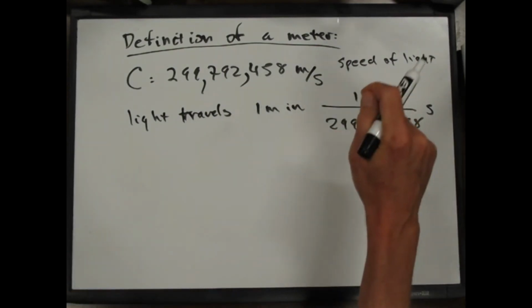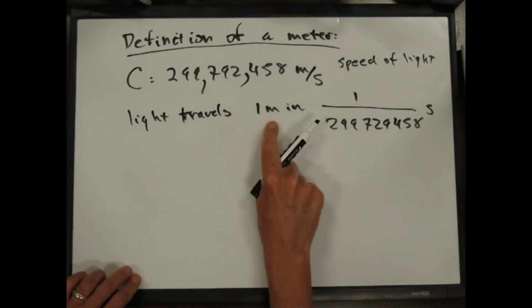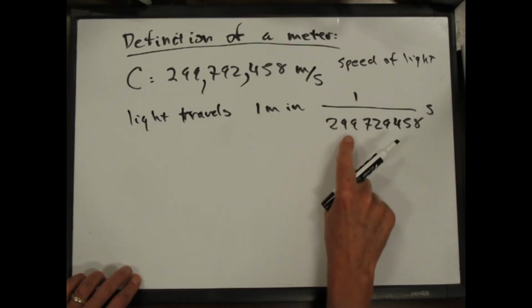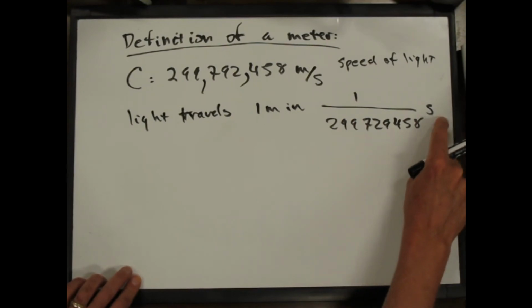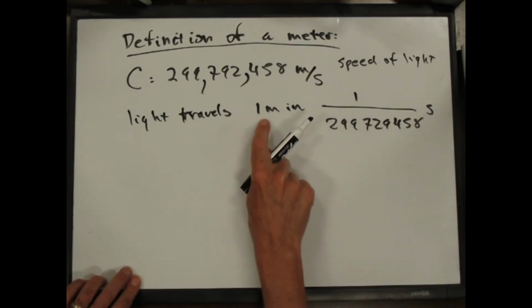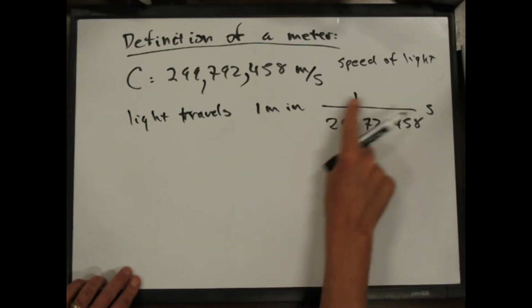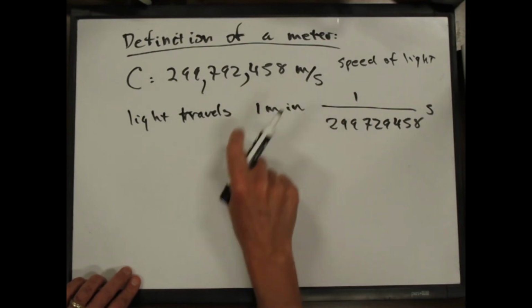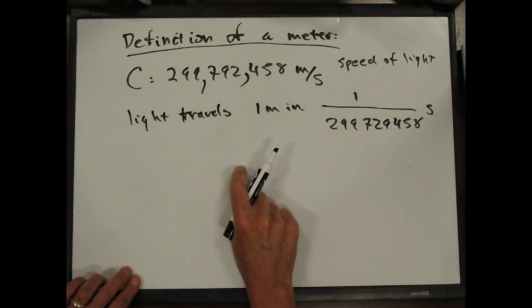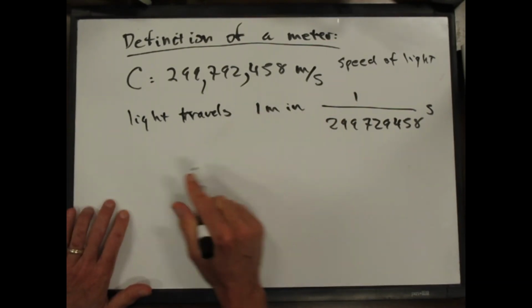If you go out and measure how far light travels in 1 over 299,792,458 of a second, that's what a meter is. And so light travels 1 meter in this many seconds. And so calling this the speed of light defines a meter for us now. That's how a meter is defined.